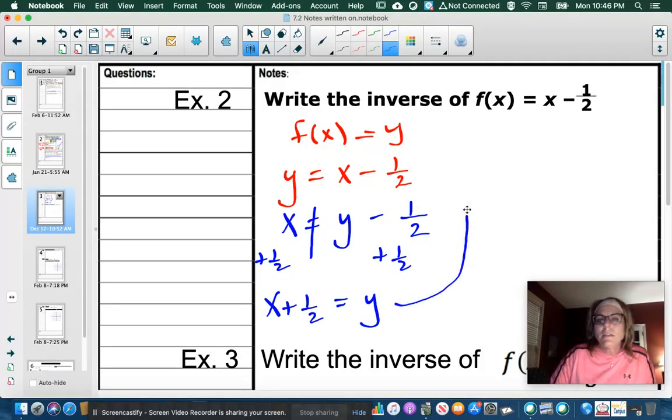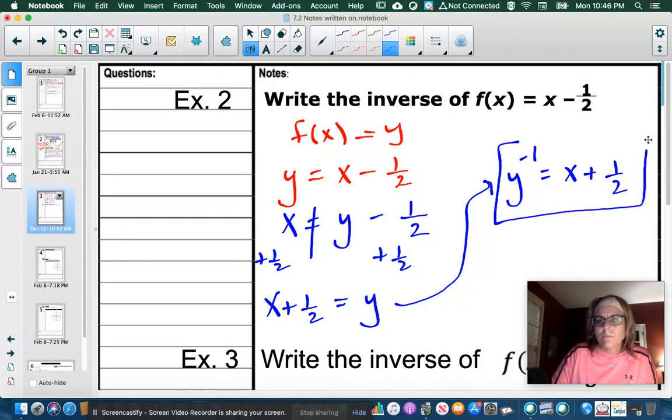And another way to write that, y to the -1, doesn't mean the reciprocal. That's the notation for the inverse. This is the inverse of f of x.